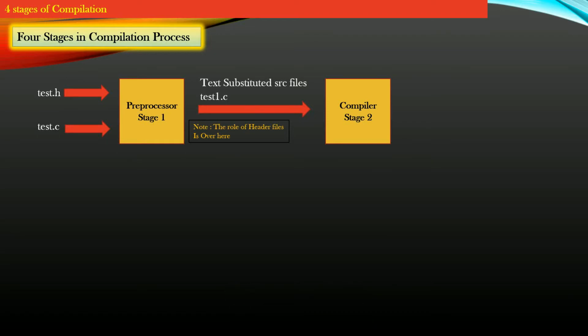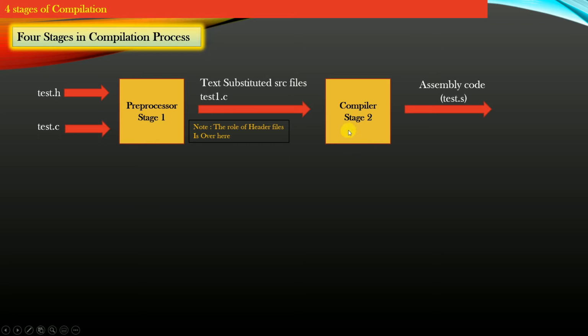So guys, the second stage of the compilation process is actually the compilation stage. This stage takes as input the text substituted source file, which is produced by the pre-processing stage of the compilation process, and stage 2, the compilation stage, produces the assembly code as an output. This assembly code is equivalent to the high-level program code that you wrote in the test.c source file. And the file which contains the equivalent assembly code has an extension of .s.